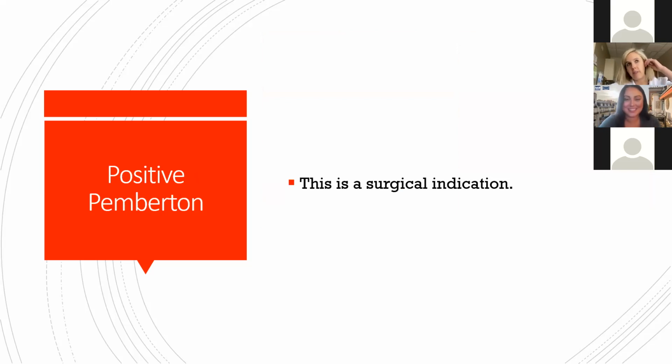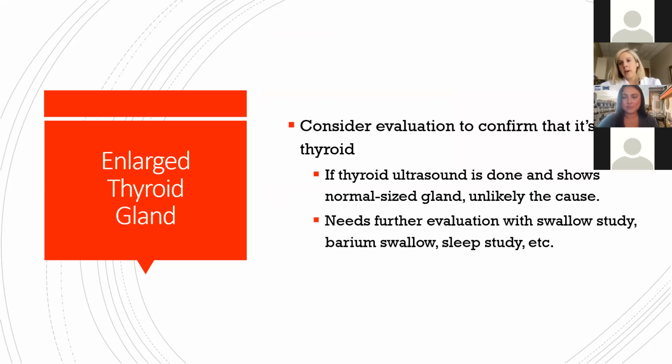So if they have this, they need surgery. I mean, it's causing problems. Maybe not while they're just walking around, but anytime they make that thoracic inlet smaller, there's obstruction. So that's an indication for surgery. Next slide, please. So, back to the goiter, just in general, you want to make sure that it's actually their thyroid.